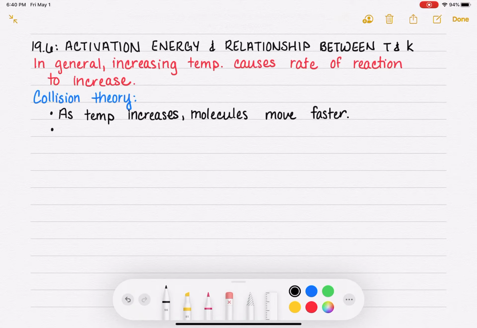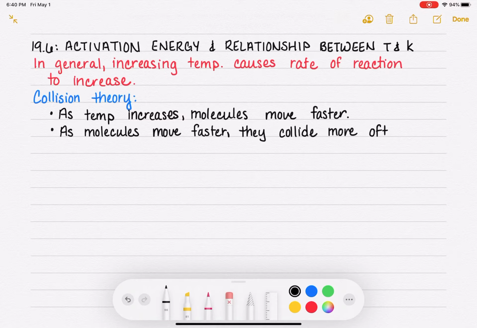And then if you have a bunch of molecules together, if they're moving faster, they're going to bump into each other more often. As molecules move faster, they collide more often. There's other things we can say about their collisions as well. If they're moving really fast, they're going to collide with more force too. But this is really about frequency. If you have a bunch of molecules flying around and moving very quickly, they're going to be bumping into each other constantly, nonstop.